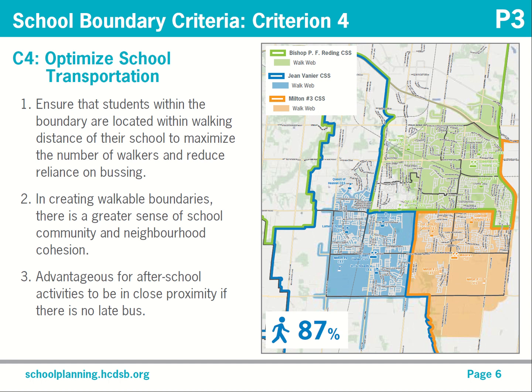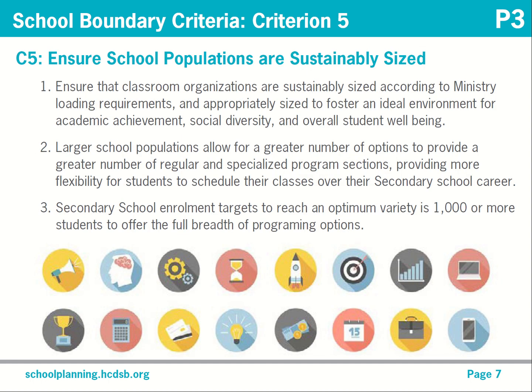In short, what we try to achieve is to maximize the number of walkers within a school's boundary so as to avoid overutilizing school transportation, i.e. minimize the number of buses that are required. In creating these walkable communities, we create a greater sense of neighborhood as well as provide additional advantages for students that partake in after-school activities, which make it easier for them to reach their home location after their activities are completed. The fifth criteria is to ensure school populations are sustainably sized.